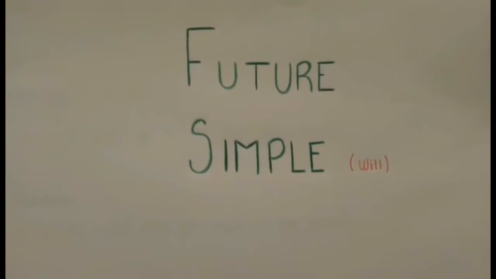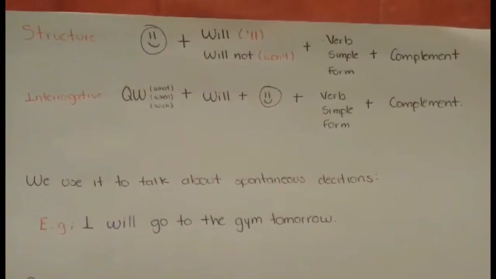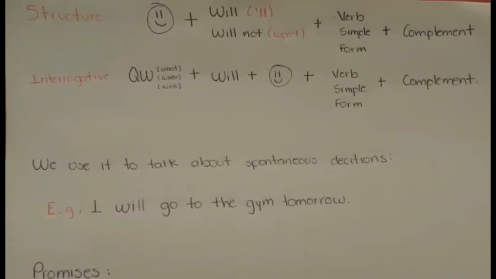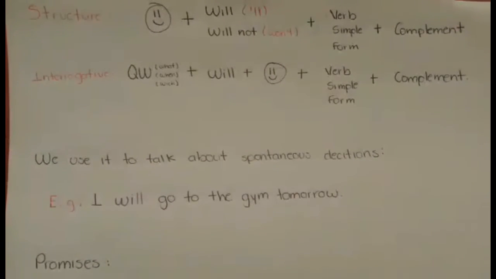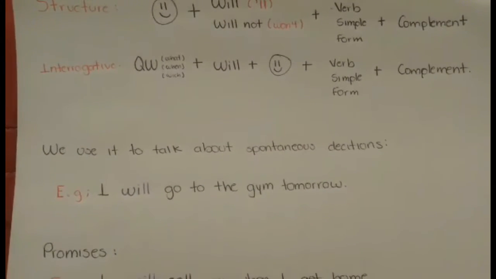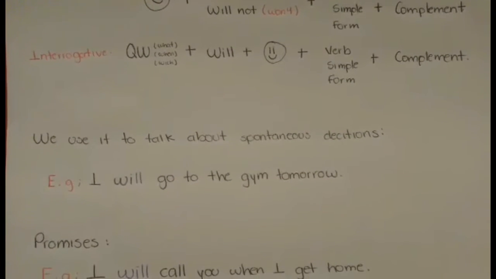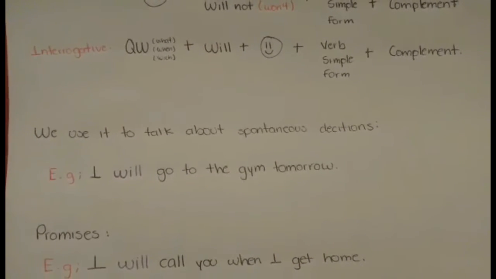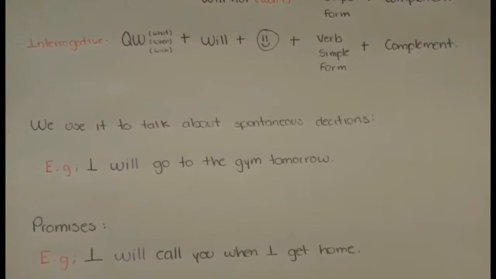Now let's talk about the future simple. First of all, let's see the structure. We need the subject plus will or will not plus verb in simple form plus the complement. But what happens with the interrogative form? Well, if needed, we will use the question word, which can be what, when, which, etc. plus will plus the subject plus verb in simple form plus complement.